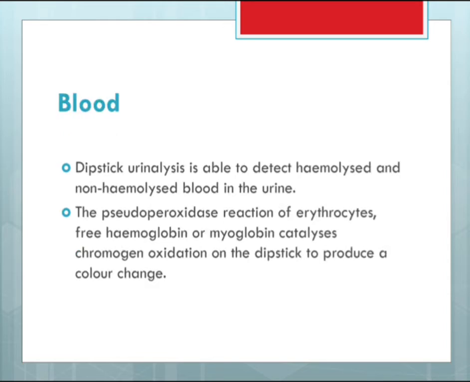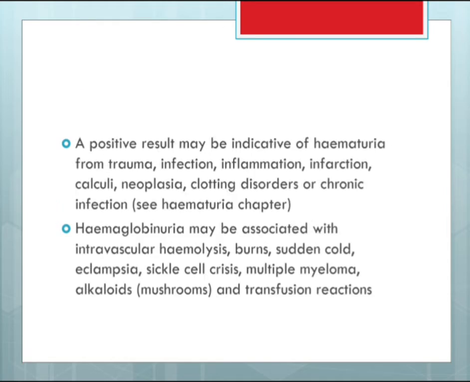Blood. Dipstick urinalysis is able to detect hemolyzed and non-hemolyzed blood in the urine. The pseudoperoxidase reaction of erythrocytes, free hemoglobin or myoglobin catalyzes chromogen oxidation on the dipstick to produce a color change. A positive result may be indicative of hematuria from trauma, infection, inflammation, infarction, calculi, neoplasia, clotting disorders, or chronic infection. Hemoglobinuria may be associated with intravascular hemolysis, burns, sudden cold, eclampsia, sickle cell crisis, multiple myeloma, alkaloids such as mushrooms, and transfusion reactions.